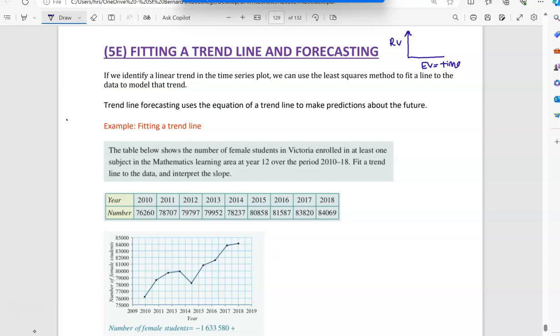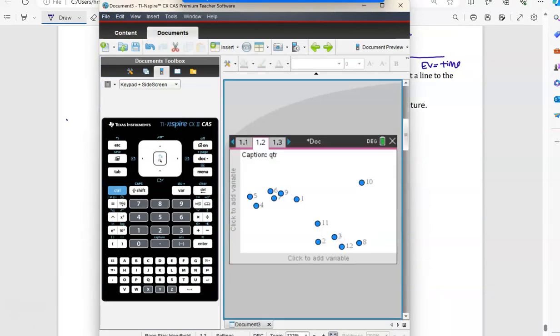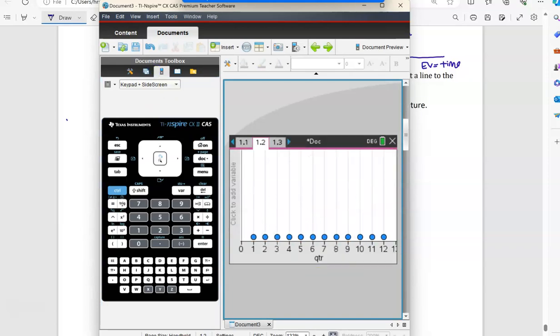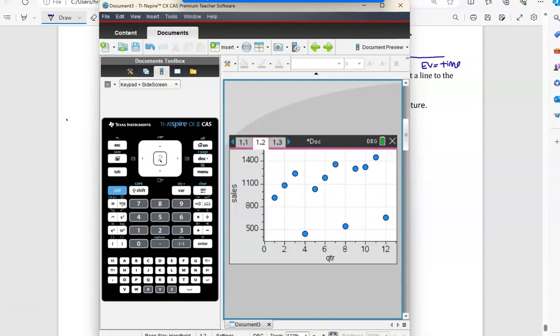So we went through all that process where we found the seasonal index, and then we de-seasonalized all the data. And then what you can do is pop that data into the calculator and get a new trend line. I'm just going to show you, I've done something on the calculator so you could see. So if we remember, this is what we were talking about before. It was quarters: summer, winter, autumn, and spring, over 3 years. And I think we were talking about sales.